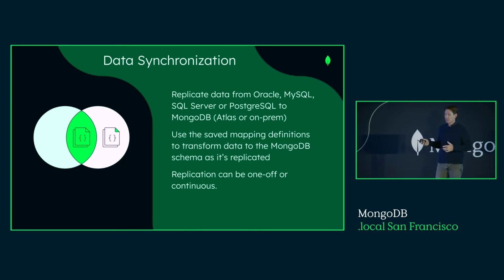So in a future release of Migrator, we'll be able to support continuous migration for something like an operational data store, where we actually want to keep the source system, the relational system, running for a while, and we basically keep the data in sync over into MongoDB.